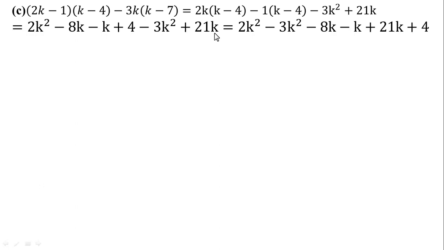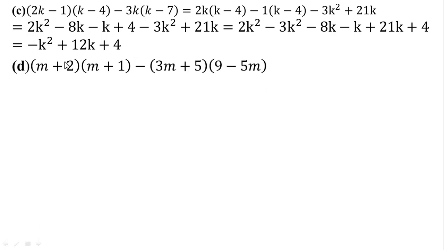Now rearranging the terms: 2k square minus 3k square, minus 8k minus k plus 21k, plus 4. 2k square minus 3k square is minus 1k square. Minus 8 minus 1 is minus 9, plus 21. 21 minus 9 is equal to plus 12. So plus 12k plus 4. So the answer of the C part is minus k square plus 12k plus 4.